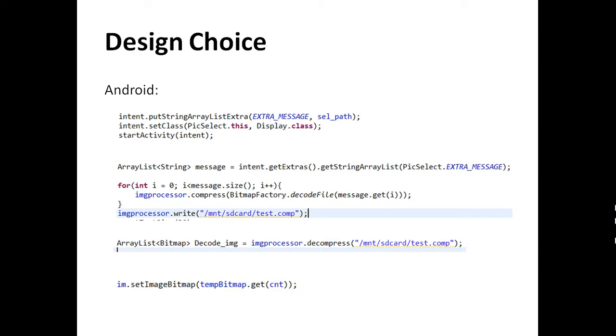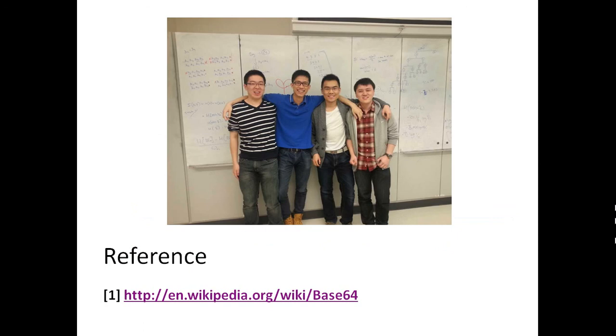In the next activity, it will receive all the image paths, translate them into bitmaps and compress them into test.comp. When the user hits the play button, it will read from the compressed file first and generate a bitmap type array list and display it in an image view. Great. That's all. Thank you for watching.